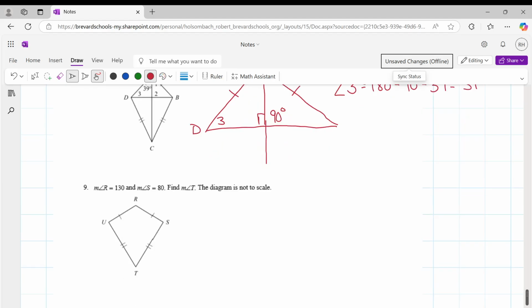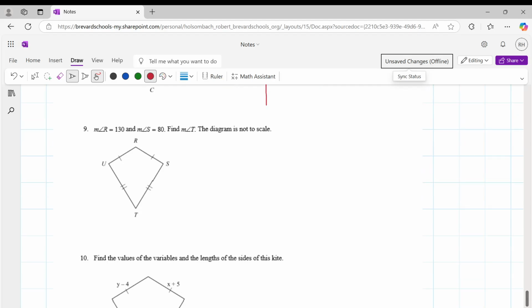All right, in problem number 9, we said yesterday, well, let's look at the problem first. The measure of angle R is 130. So this top angle is 130. And the measure of angle S is 80. Find the measure of angle T. T's down here at the bottom. Diagram's not to scale.